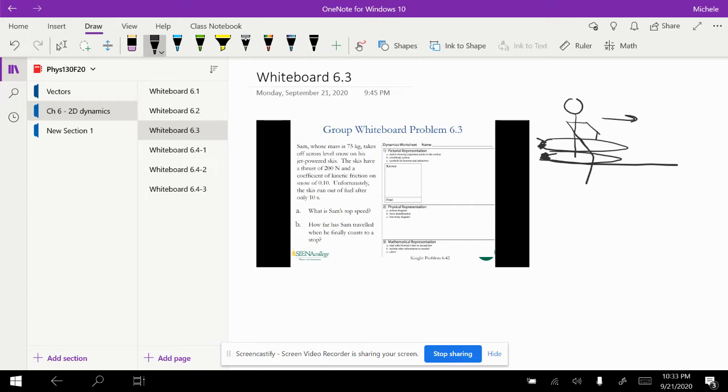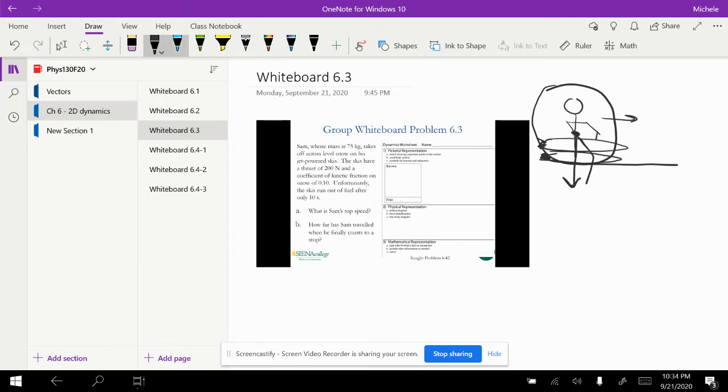Right, and so let's first do our boundary. So we can see that Sam, the boundary is we have the force of gravity, we'll say it's at the center of his body.